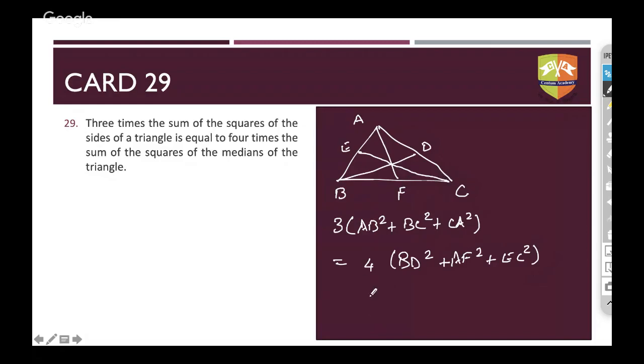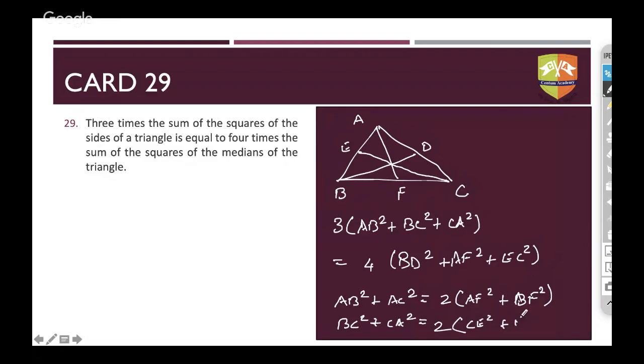How to prove it? Again, use the Apollonius theorem. Apollonius theorem says AB square plus AC square is equal to twice of AF square plus BF square. And similarly, for the other sides: BC square plus CA square is equal to 2 times CE square plus BE square. And then again I write the third one.